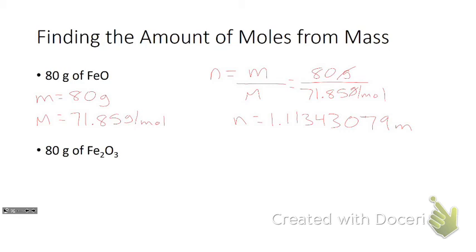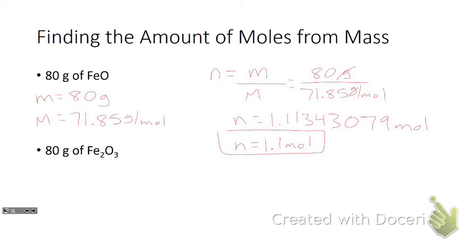A good rule of thumb is, in this question, 80, we call them significant digits. So in here, we have 2 significant digits. If I give you something that has 2 digits in the question, you should also give your answer with something that has 2 digits. So in this case, N would be 1.1 mole. Really good question.